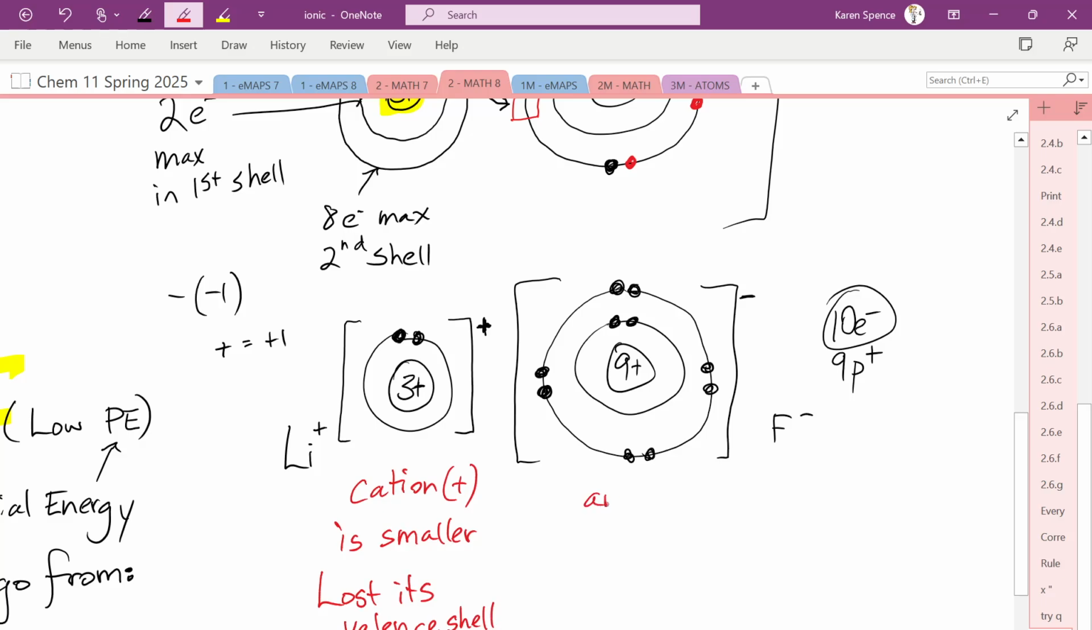And what do we notice about our anion? The anion is bigger. Why is it bigger? Because it's full and you have extra electrons. What do electrons do to one another? They repel. The extra electron causes more repulsion. Therefore, larger.